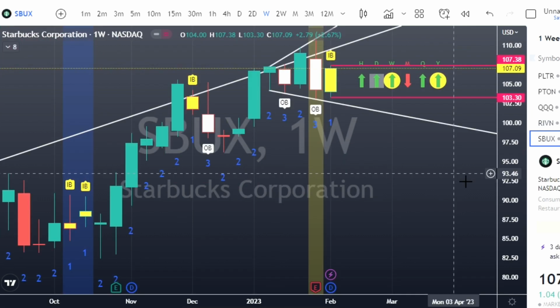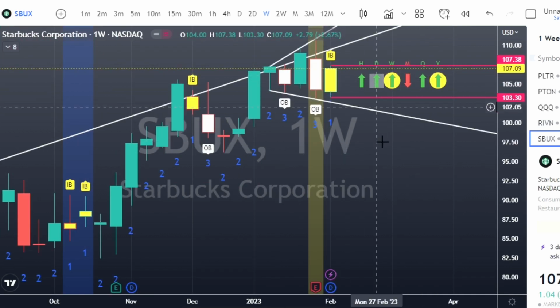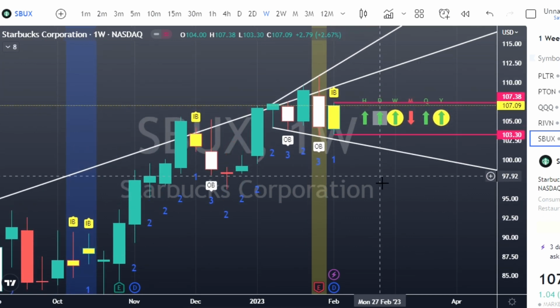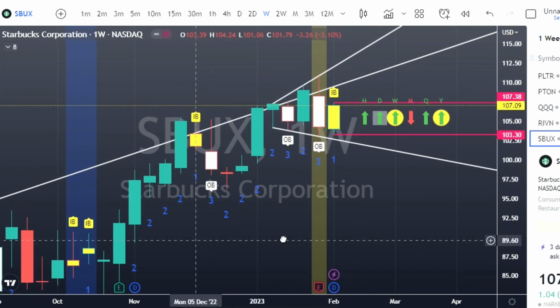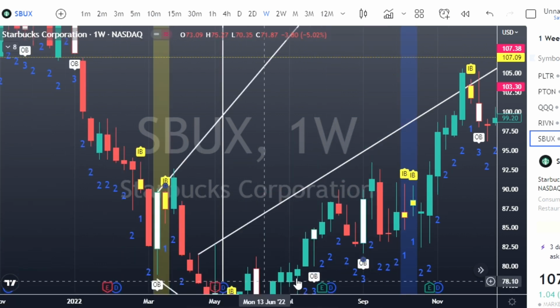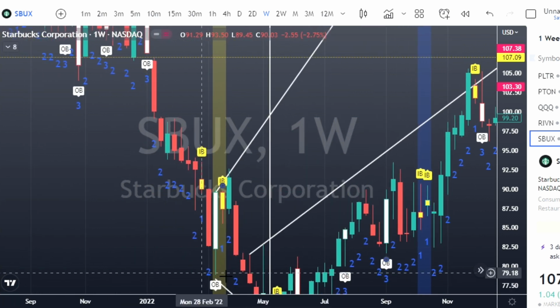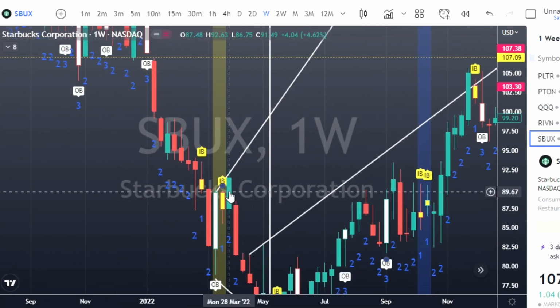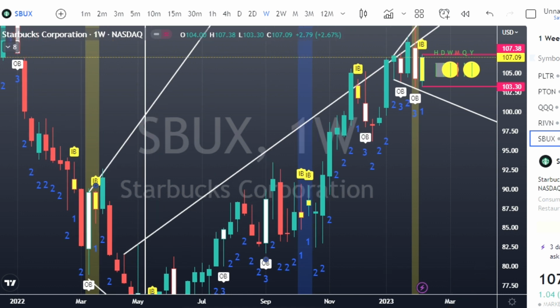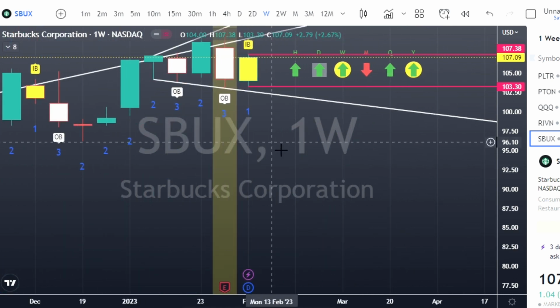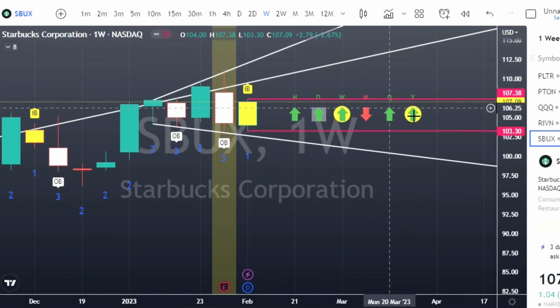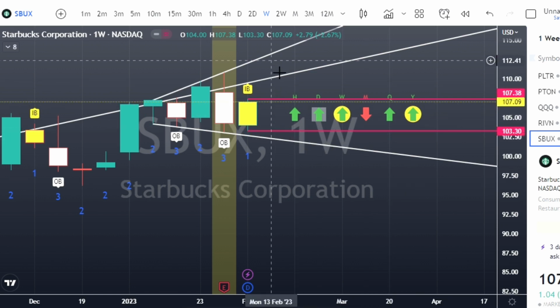Starbucks, 3-1 setup, outside bar, inside bar. So the last time we had this setup on Starbucks, we have to go back to 22 March, and we had a really nice run up. Hit a couple targets. That was a nice run off of that 3-1. Powerful setup, rare setup. You can look for Starbucks next week to hopefully perform. Calls at 107.38, puts at 103.30. We'll see if we can come back and tag the top of that broadening formation on Starbucks.